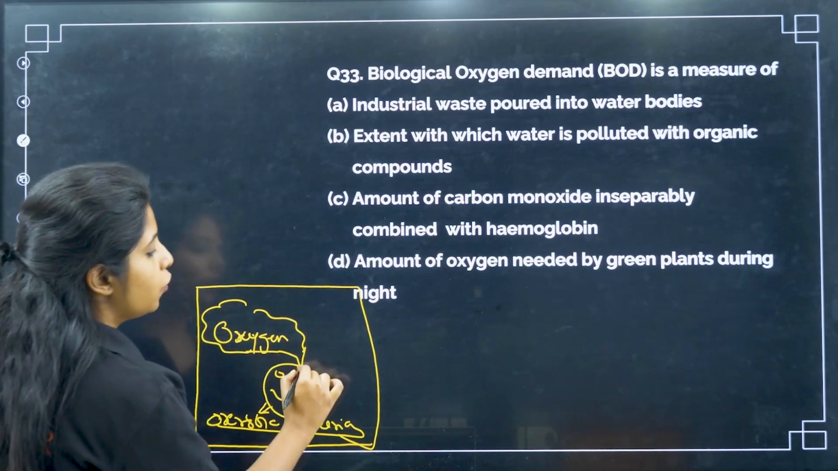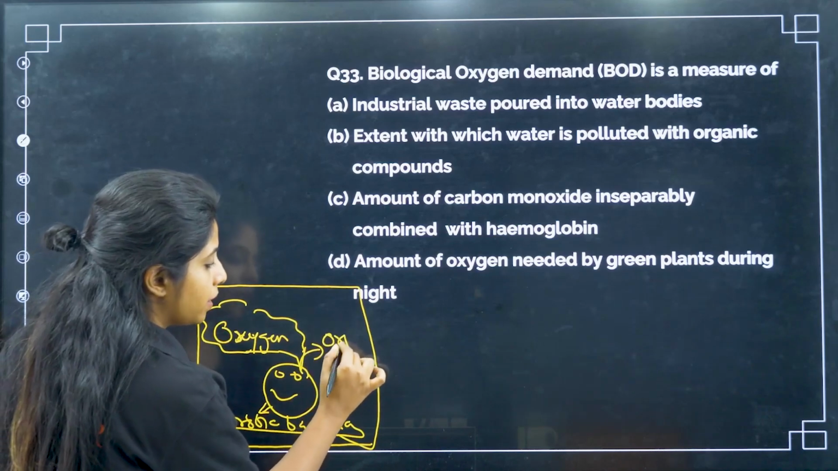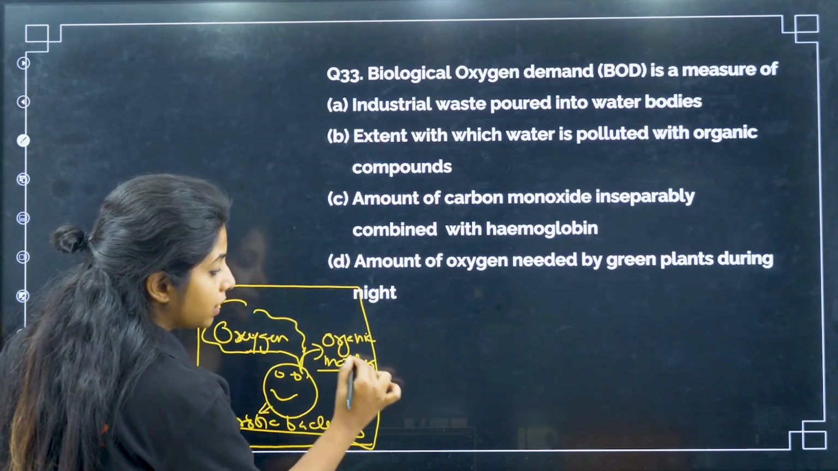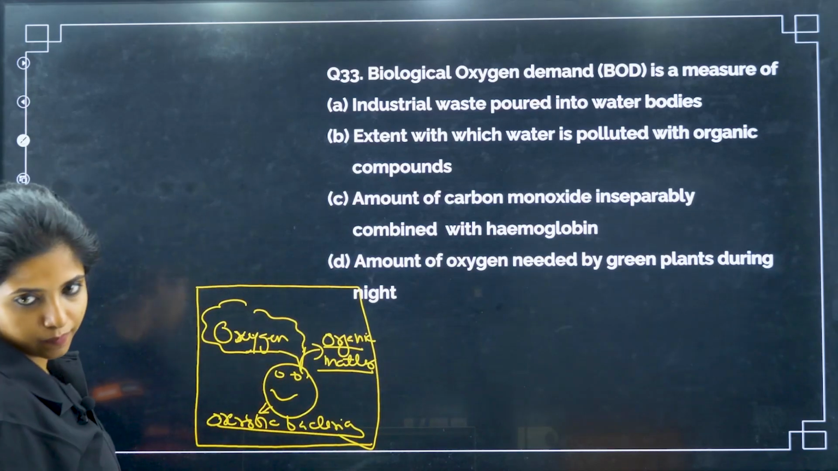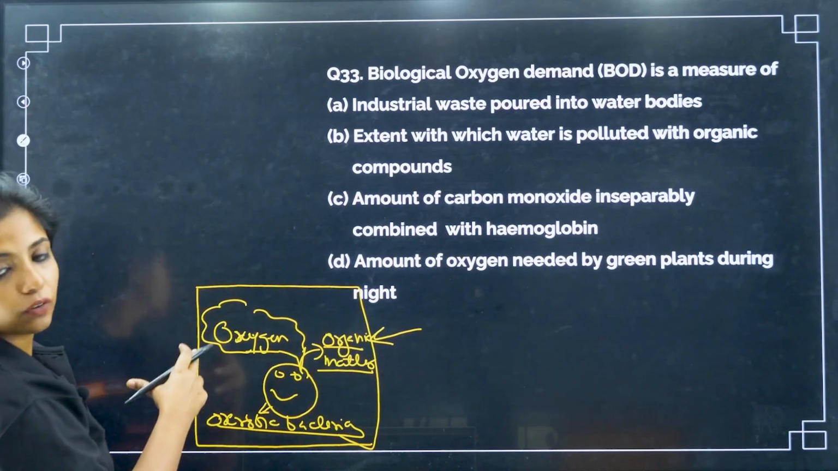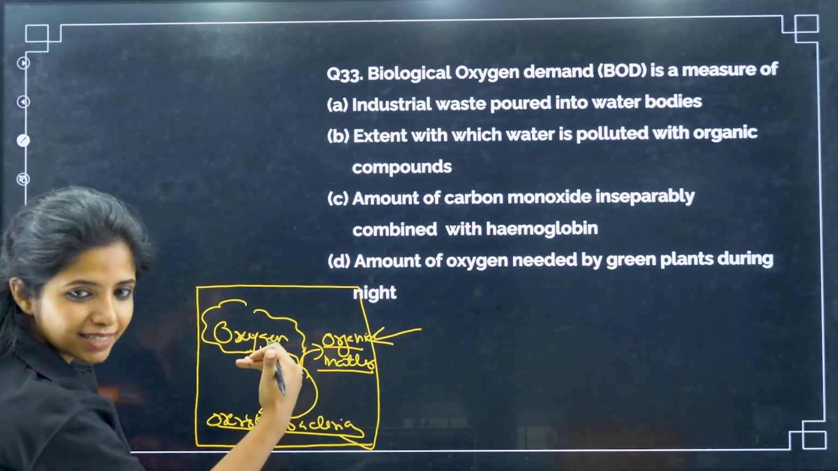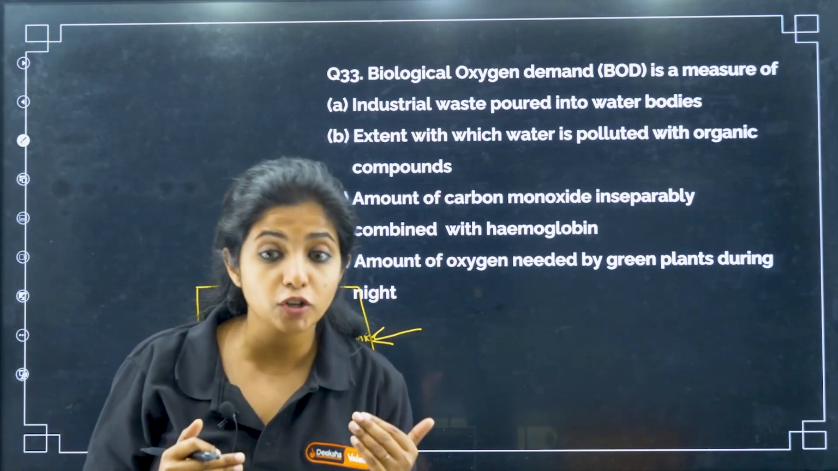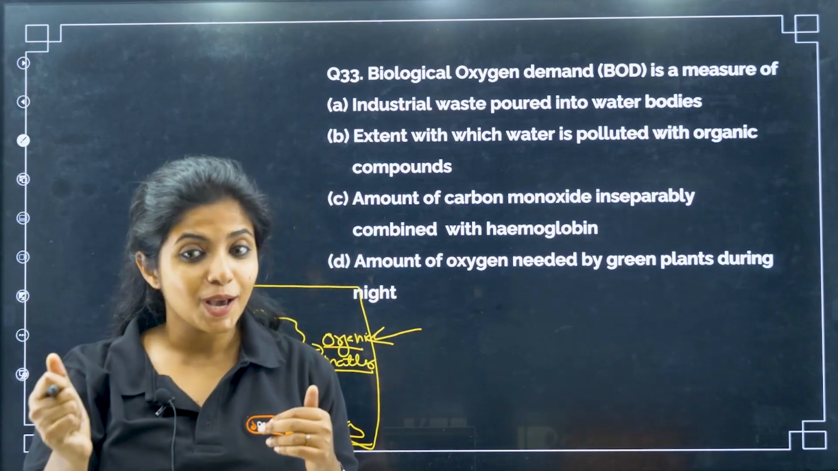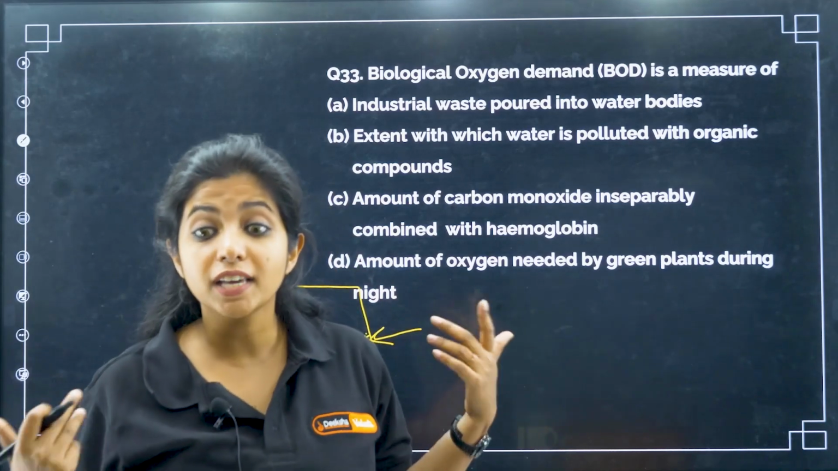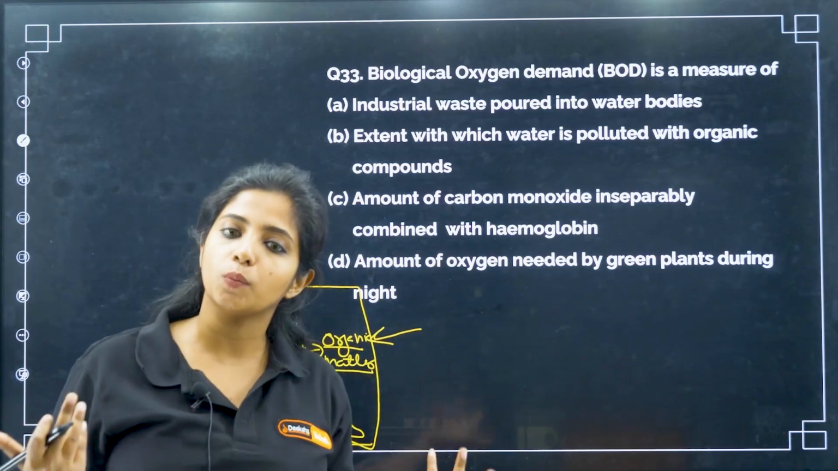Why? For what? For breaking down organic matter. Since they are aerobic bacteria, they will be needing oxygen. So that means if there is too much organic matter over here, there is too much need of oxygen. If there is too little, there is too little need of oxygen. So if the biochemical oxygen demand is way too much, that means probably the water body that you're talking about might be polluted. It might have a high amount of organic matter, which is why you need a high amount of oxygen for breaking it down as well.